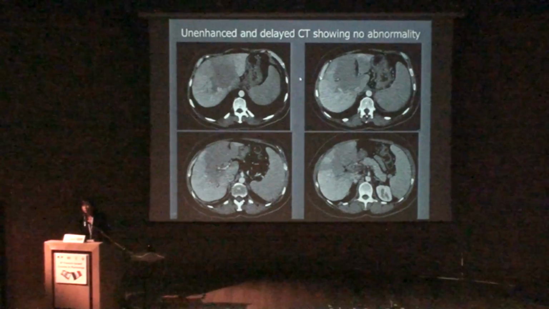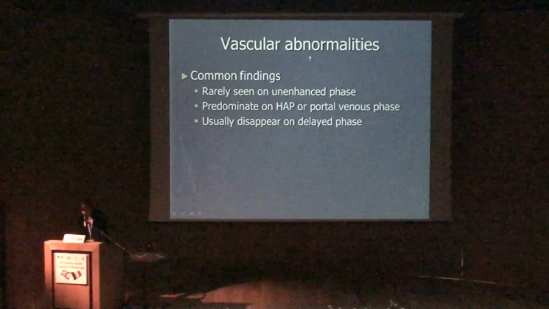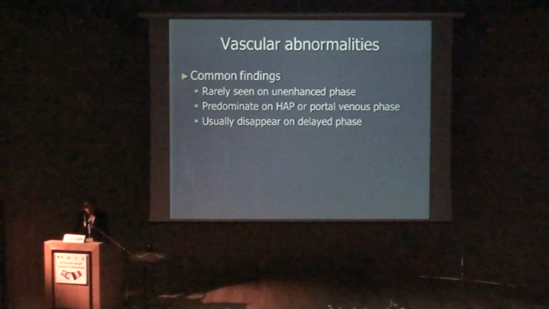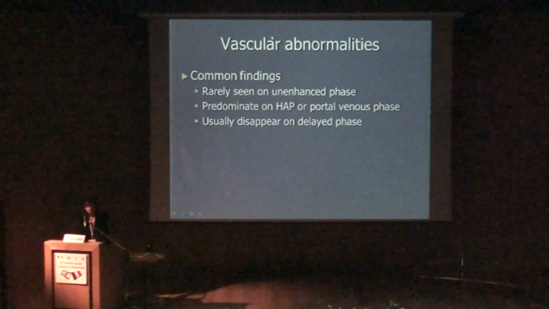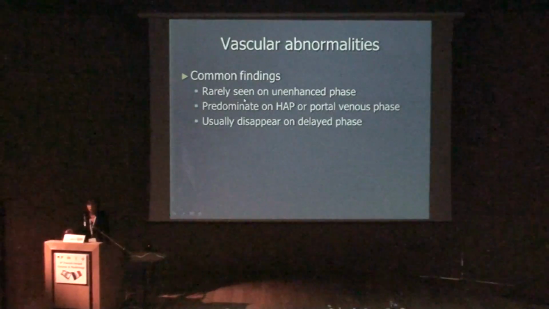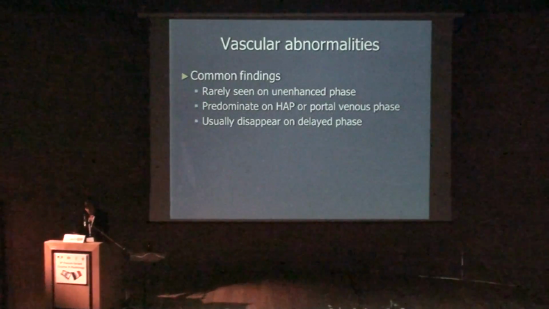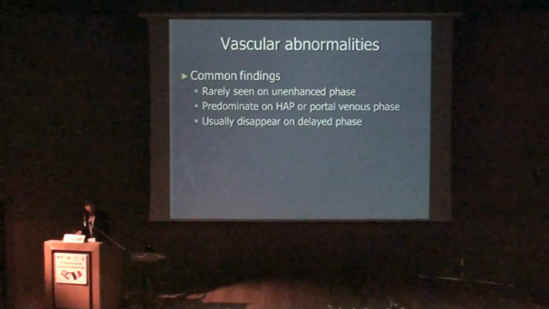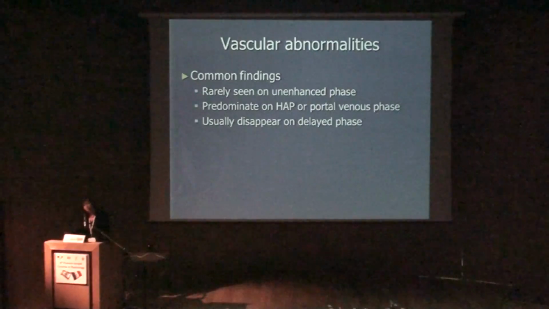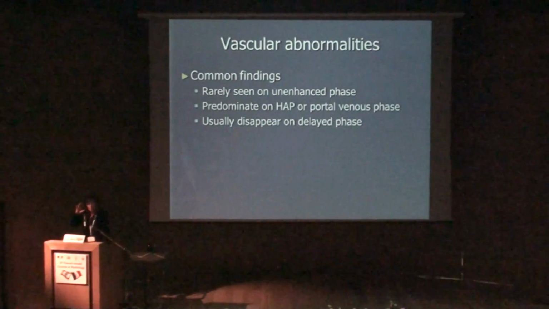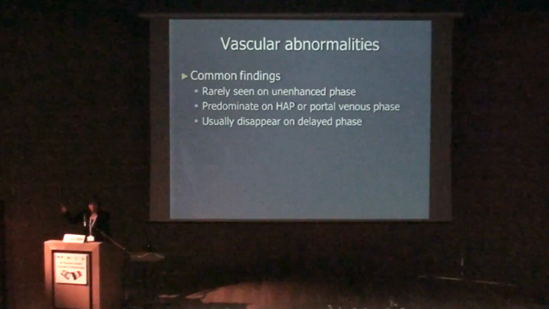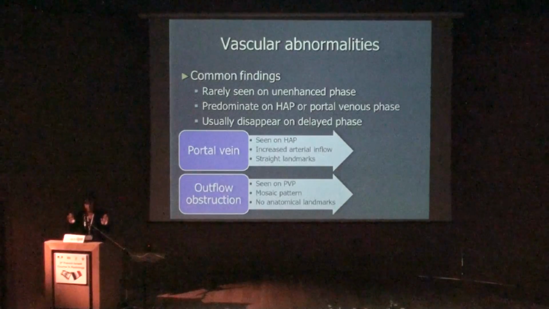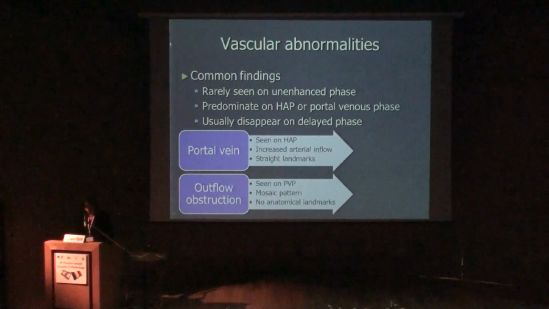But before giving you the explanation, I'd like to define with you what are perfusion disorders or vascular abnormalities. The common finding that they share is that they are rarely seen on an unenhanced phase, and they usually predominate either on hepatic arterial phase or on portal venous phase, and they usually disappear on delayed phase. So this is very important. This enables us to differentiate the perfusion disorder from the true lesion.